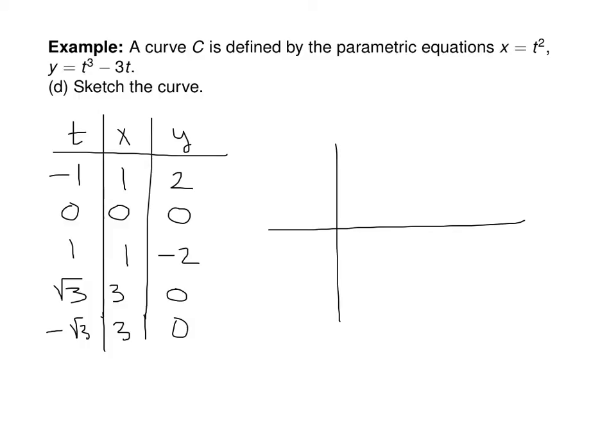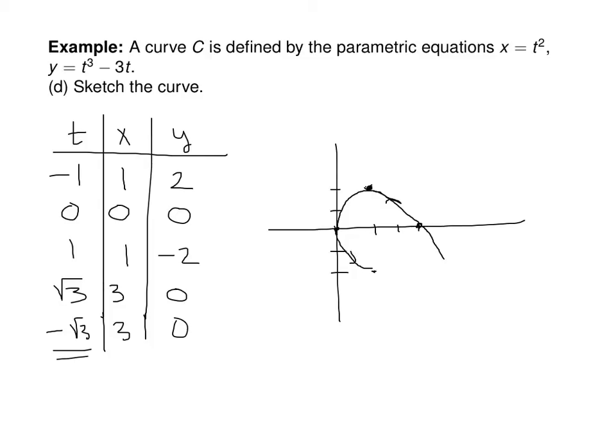So let's start. When t is negative 1, x is 1 and y is 2. And we also know that the curve is concave down at that point. And when t is negative root 3, x is 3 and y is 0. So we're kind of coming from back here when we're concave down. And then we go through the point 0, 0, and there's a vertical tangent. And then when t is 1, we go through the point 1, negative 2.